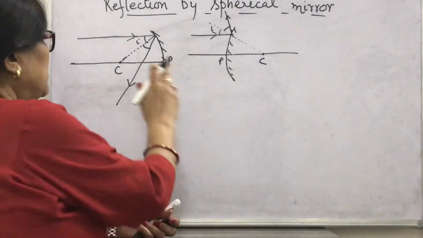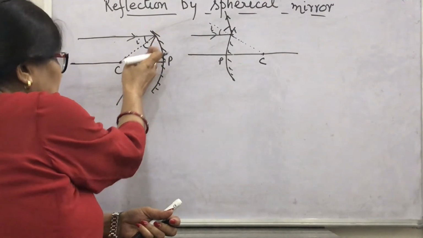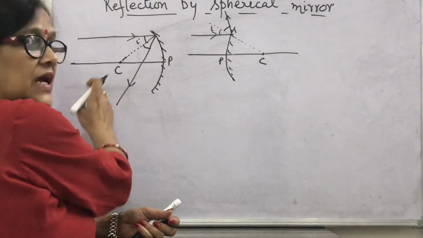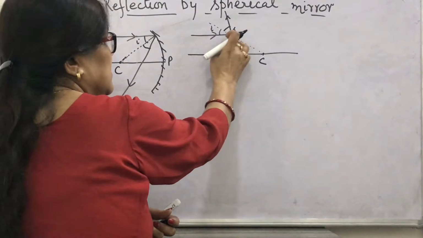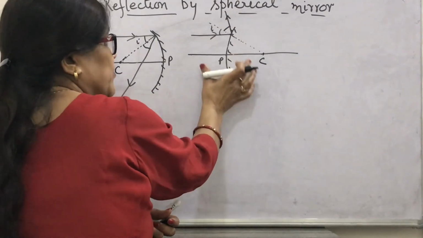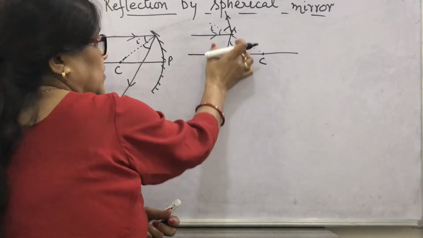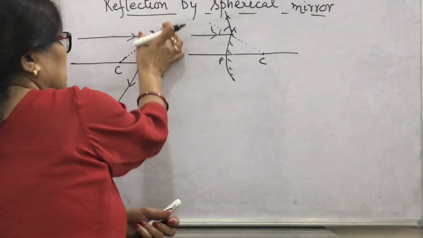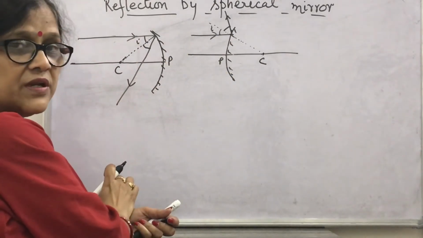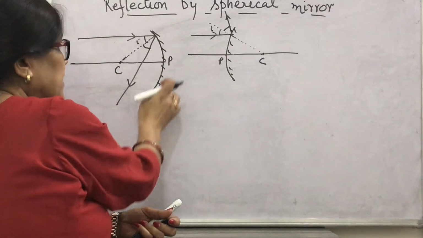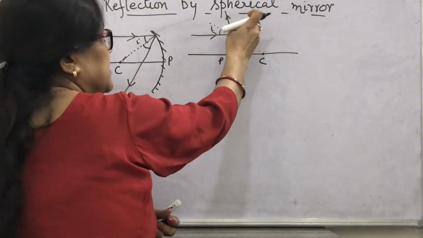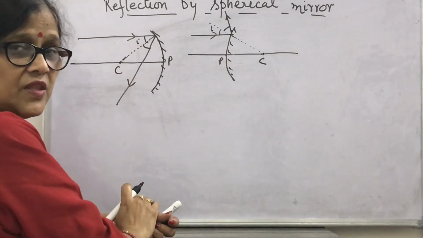That's why, since the rays are converged towards the axis in one case and this reflected ray is going away from the principal axis, this is called diverging mirror and this is called converging mirror. Which mirror is converging? Concave. Which mirror is diverging? Convex.